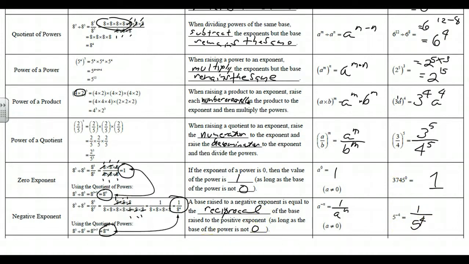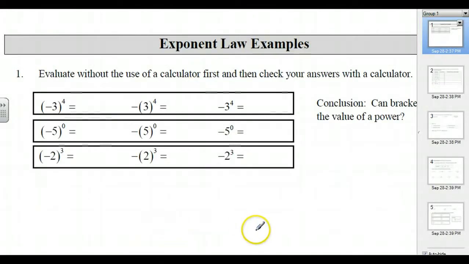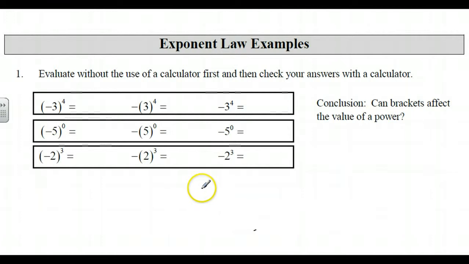Okay, we're going to move on. We're going to go, oops, that was the exponent laws table. We're going to go to the exponent law examples. And we're going to leave the bottom of the worksheet, the fractional exponent. We'll leave that for another day when we look more carefully at fractional exponents. Okay, evaluate without the use of a calculator first, and then check your answers with the calculator.